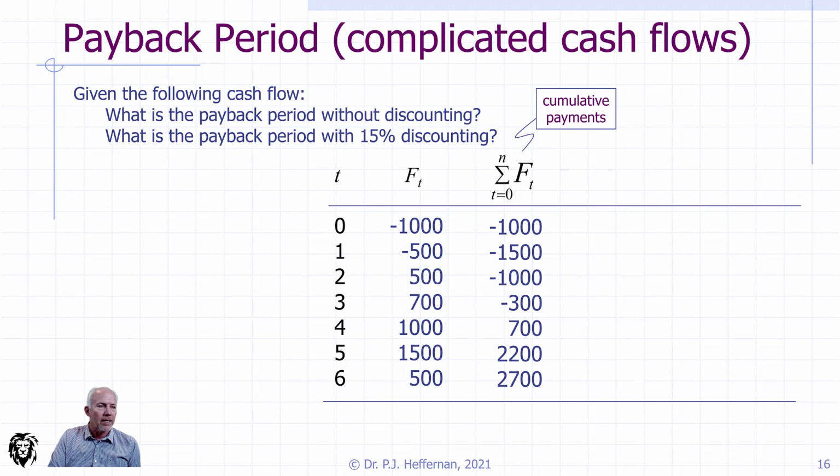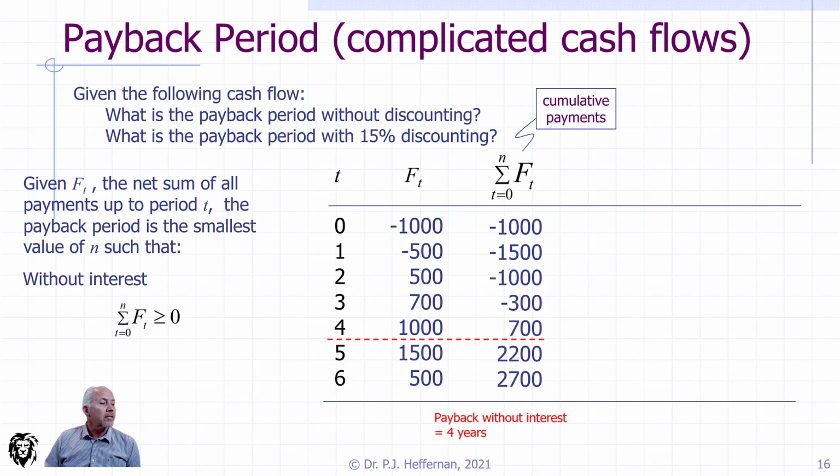So negative if it's outlay, positive if it's cash inflows. And so we start off, we're down $1,000, we're down $1,500 by the end of year 1, and then we start to recoup that. We're up to minus $1,000 in year 2, minus $300 in year 3, and then we're positive starting in year 4 and continue to go positive in year 5 and year 6. And so we can see from this that our payback without interest, or not discounted, is 4 years, because we shift into positive cash flow at year 4. And so that's represented here.